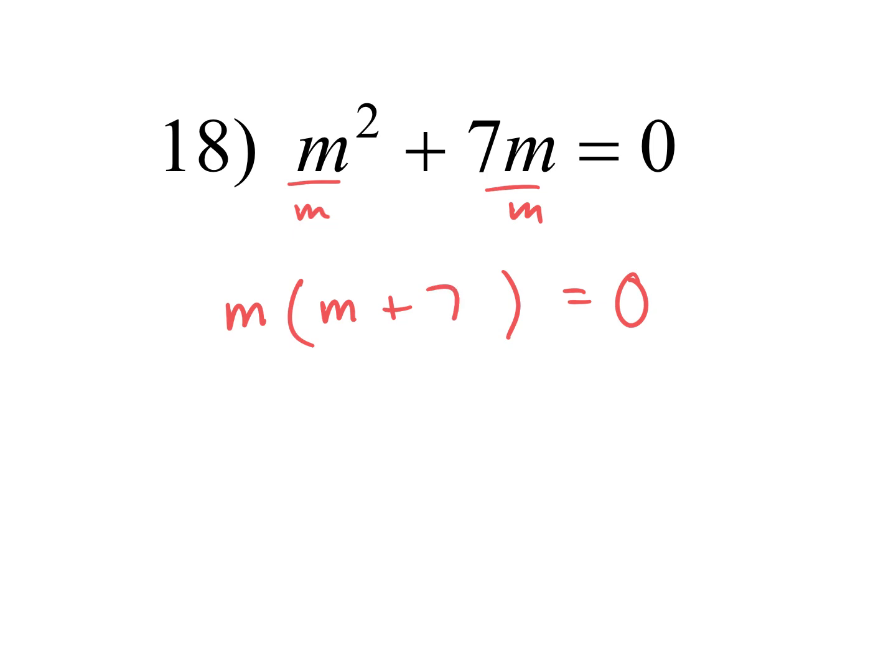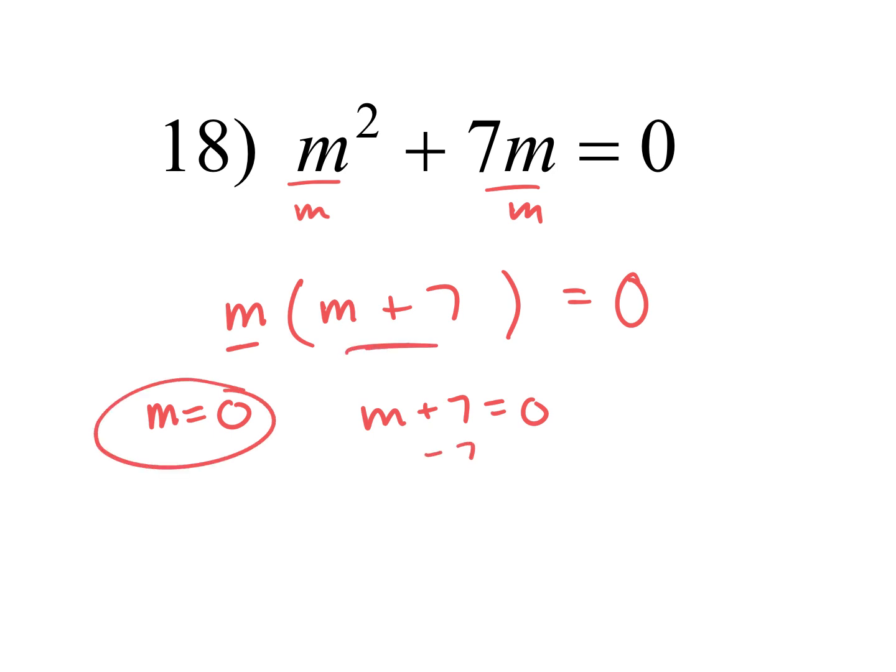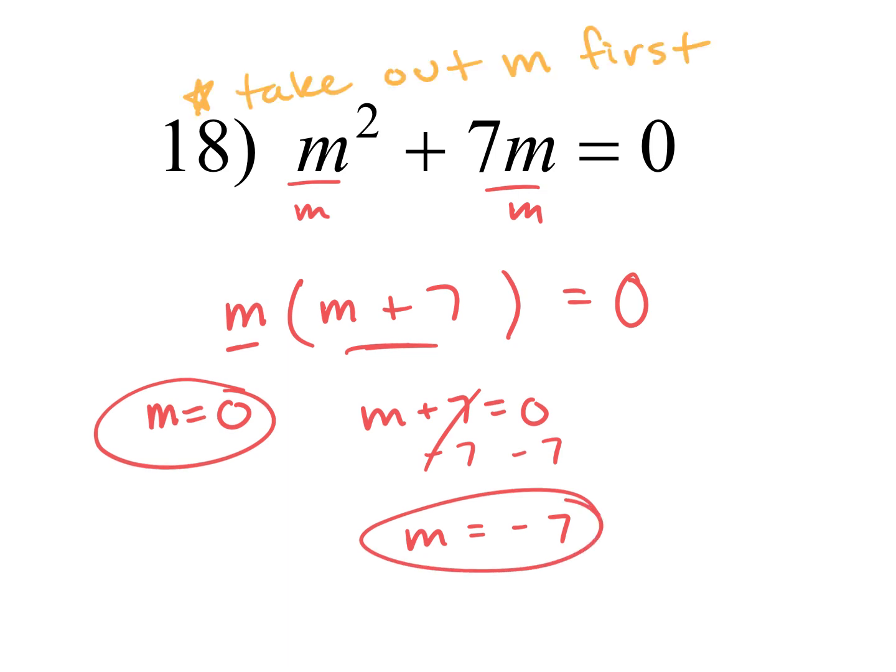Set that equal to 0. So I have m equals 0 and m plus 7 equals 0. So both pieces have to get set equal to 0. And then minus 7. Perfect. So m is equal to 0 is already an answer, and then we just subtract 7 on both sides. So m is equal to 0, and m is equal to negative 7. So you want to take out an m first. Any questions here?